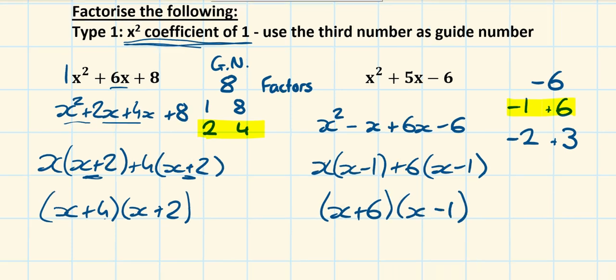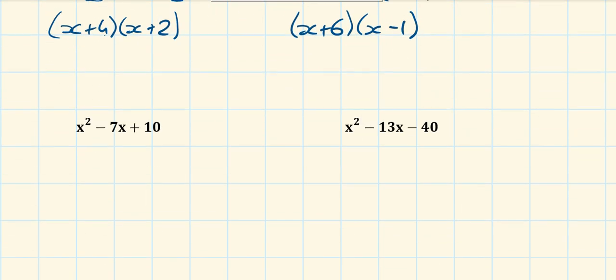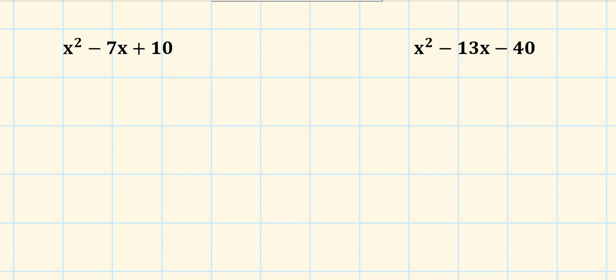Okay, so we've got that there. That's grand. Okay, you can pause if you want. I'm going to go down to these next two. Okay, same as before. Let's get ourselves a guide number. So 10's our guide number. We've got 1 and 10, or 2 and 5.